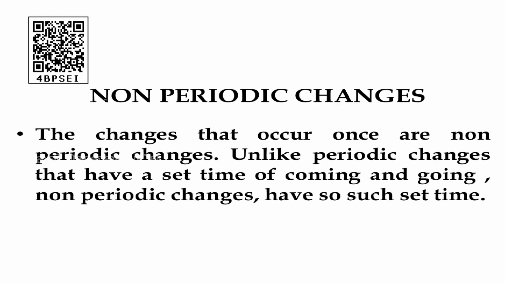Next are the non-periodic changes. The changes that occur once are non-periodic changes. Unlike periodic changes that have a set of time coming and going, non-periodic changes have no such set of time. For instance, a random rainy day during summer may be considered as a non-periodic change. It changes the weather for a day, but it is not a periodic change.